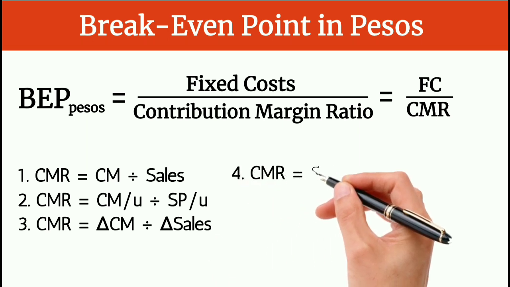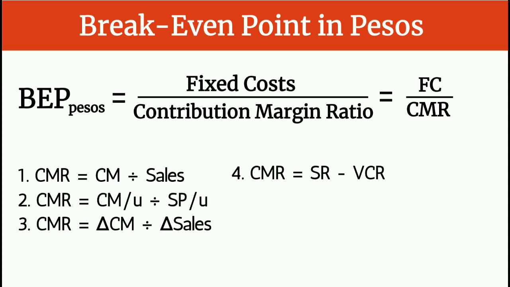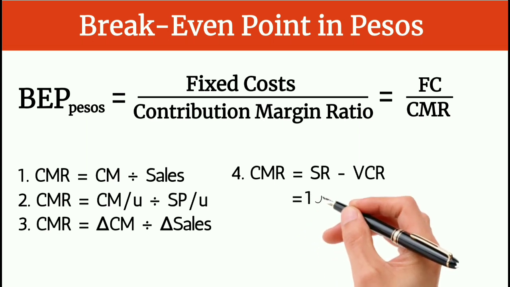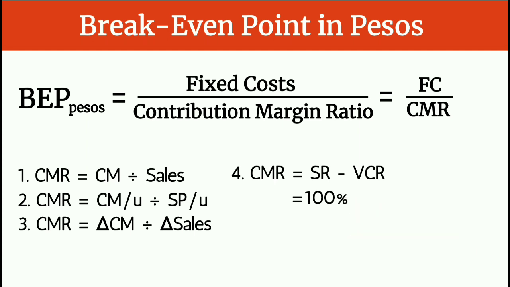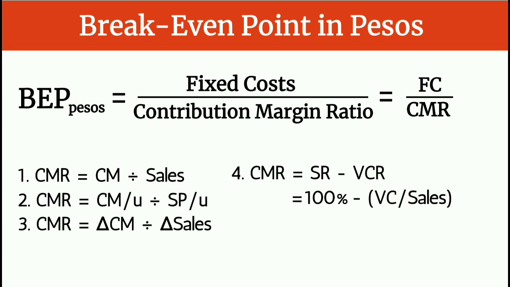Fourth, CMR is equal to SR minus VCR. SR stands for sales ratio and VCR stands for variable cost ratio. Take note that SR or sales ratio is always 100%. Sa income statement kasi, ang sales ay 100% palagi. Sa balance sheet or sa statement of financial position, ang 100% naman ay total assets. Para makompute yung VCR or variable cost ratio, i-divide natin yung sales sa variable cost. That means variable cost divided by sales.